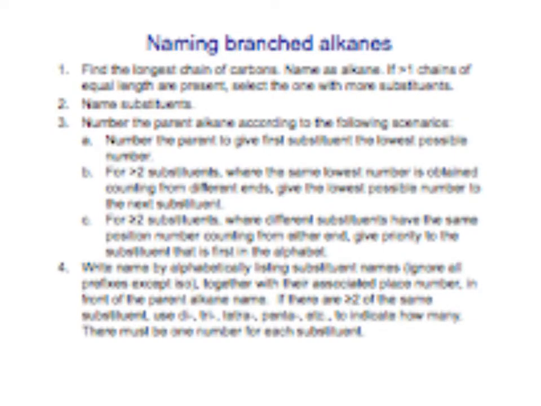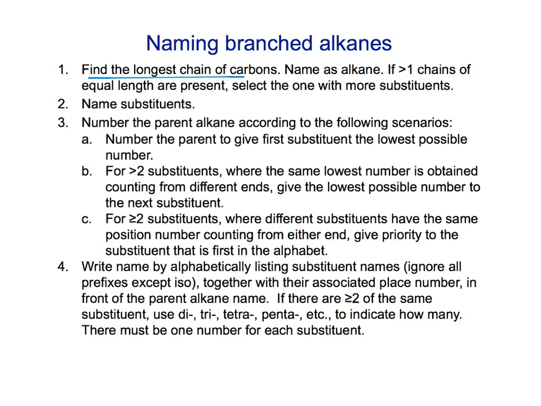Here's the big list of rules. We're going to see some examples of all of these, so it'll make more sense as we go through. Let's look at the basic parts of this, though. The first step is to find the longest chain of carbons, and we're going to use this as the parent name. We name it just as a straight chain alkane. If 6 carbons is the longest chain we have in the molecule, we call it a hexane. If there's more than one chain of equal length present in the molecule, then we pick the one that has more substituents attached to it.